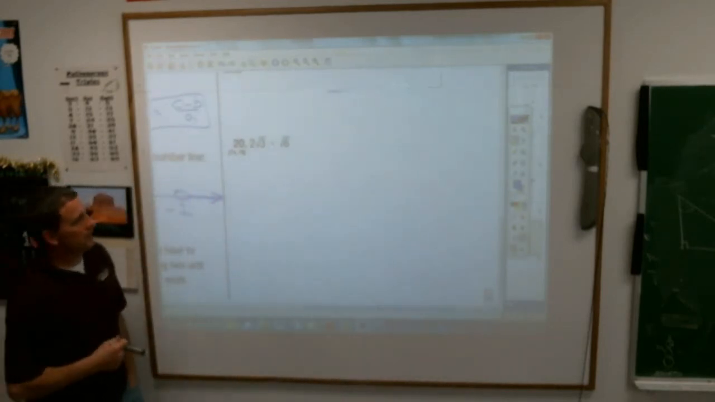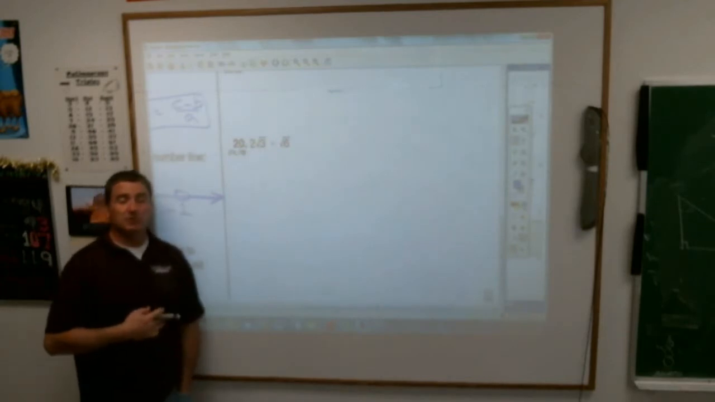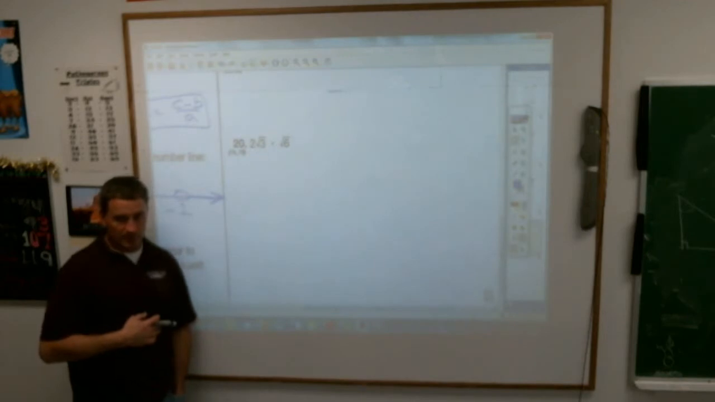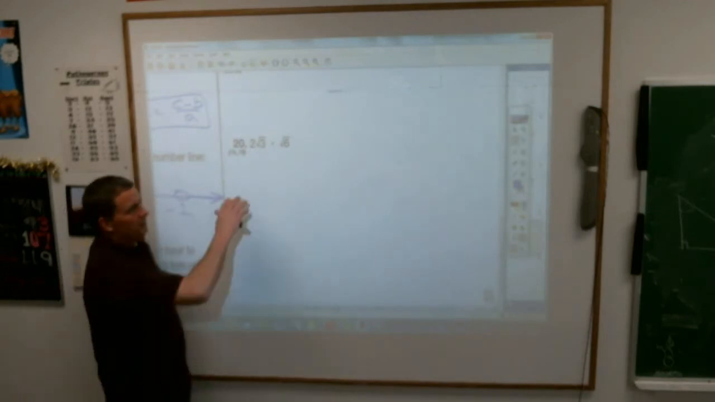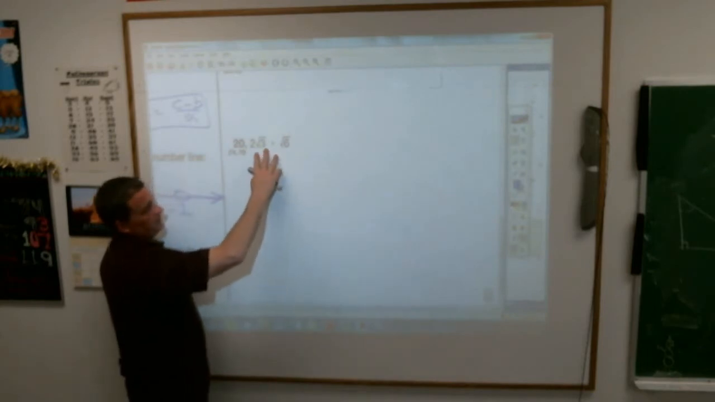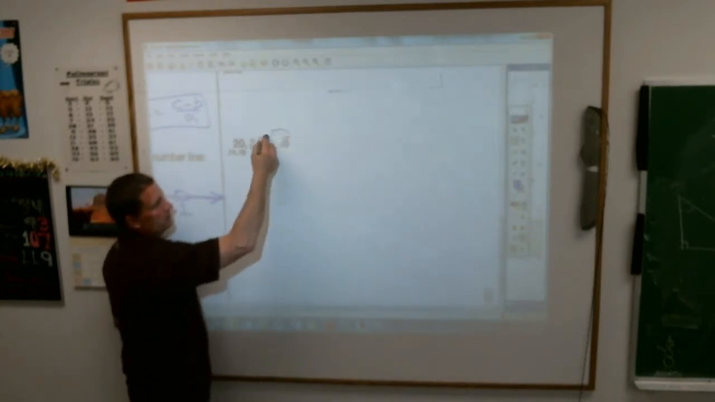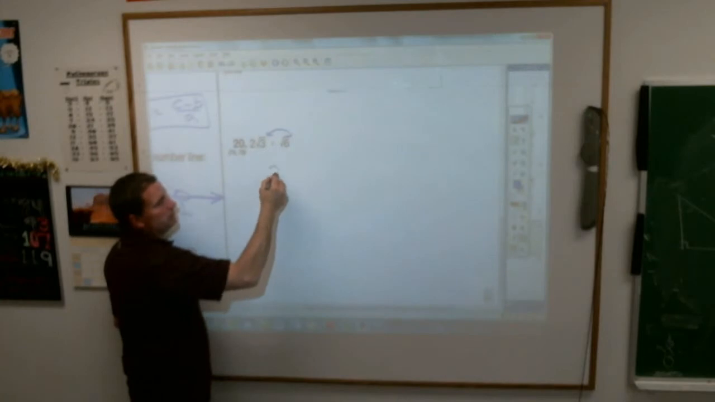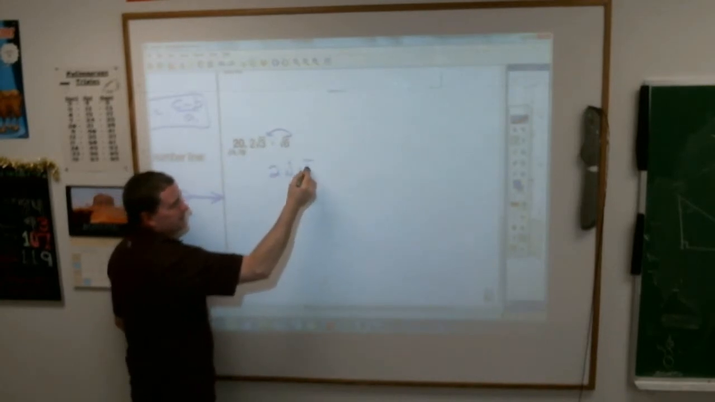20. How do you do 2 times the square root of 3 times the square root of 6? Michael? I simplify the square root of 6. Okay, and maybe for some of you it would be better this way. I like what Michael did because it saved a step. But you can multiply square roots together, and that's all you can do. You get 2 times the square root of 18, right?